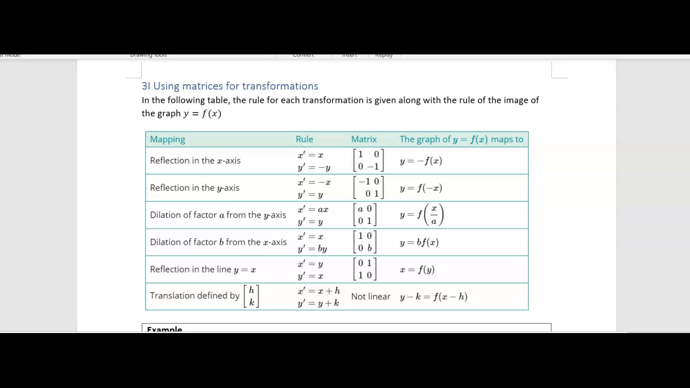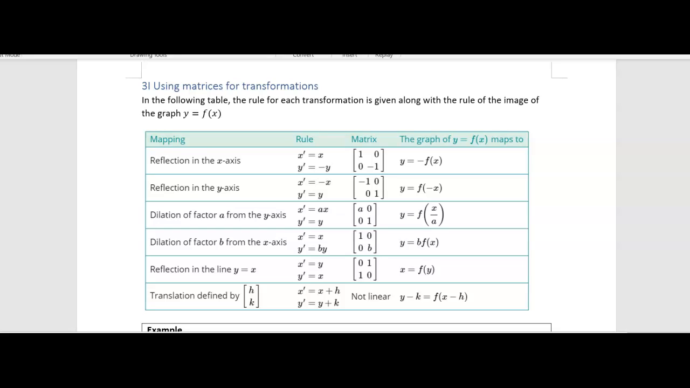Hi everyone, in this video we're going to go through the theory for 3i and also 3j, because 3j is just an extension of 3i. So, using matrices for transformations. Up until this point we've just done transformations with mapping, or we can just read them if the function is written in the correct form.